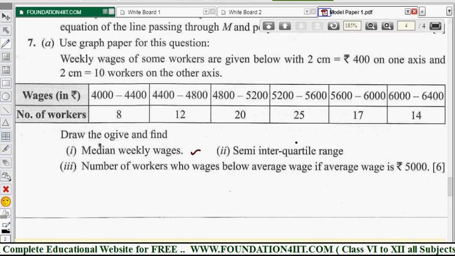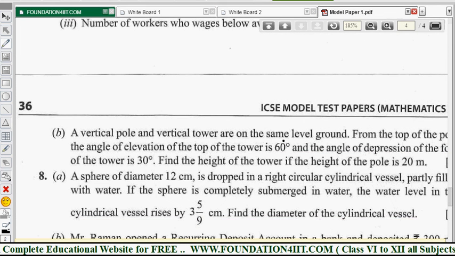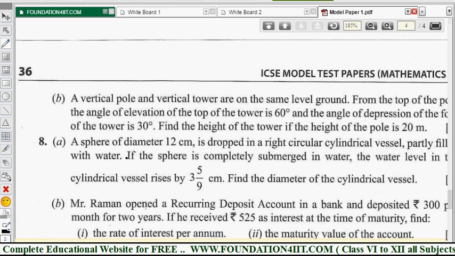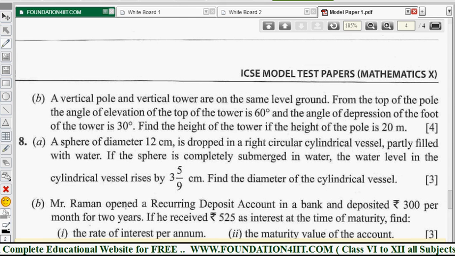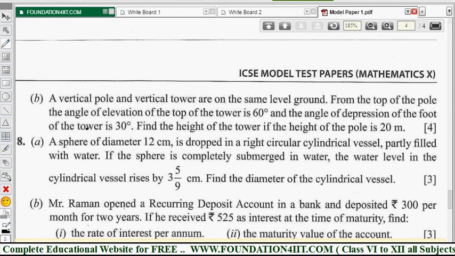Okay, the next question is from applications of trigonometry. A vertical pole and a vertical tower are on the same level ground. From the top of the pole, the angle of elevation of the top of the tower is 60 degrees and the angle of depression of the foot of the tower is 30 degrees. Find the height of the tower if the height of the pole is 20 meters. Okay, let's take the diagram, understand clearly.